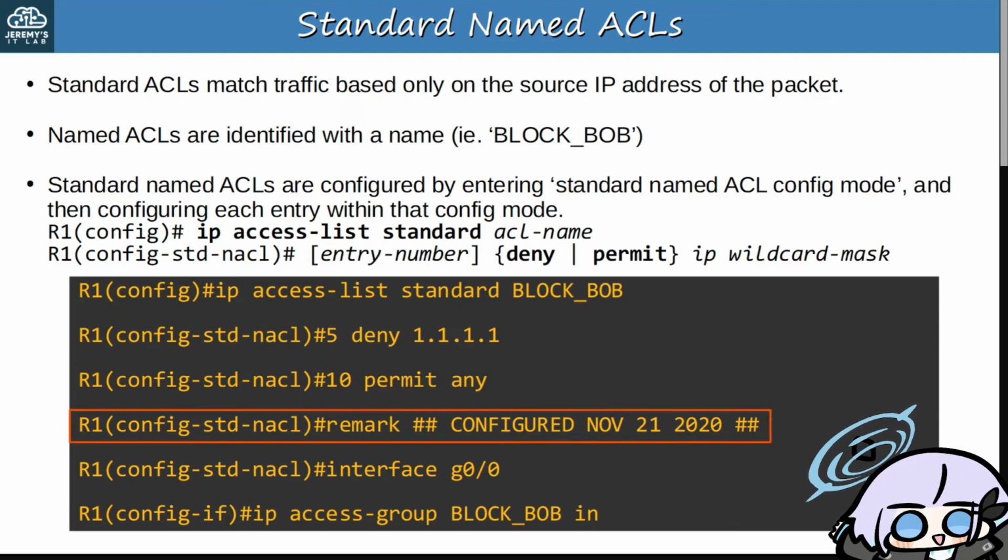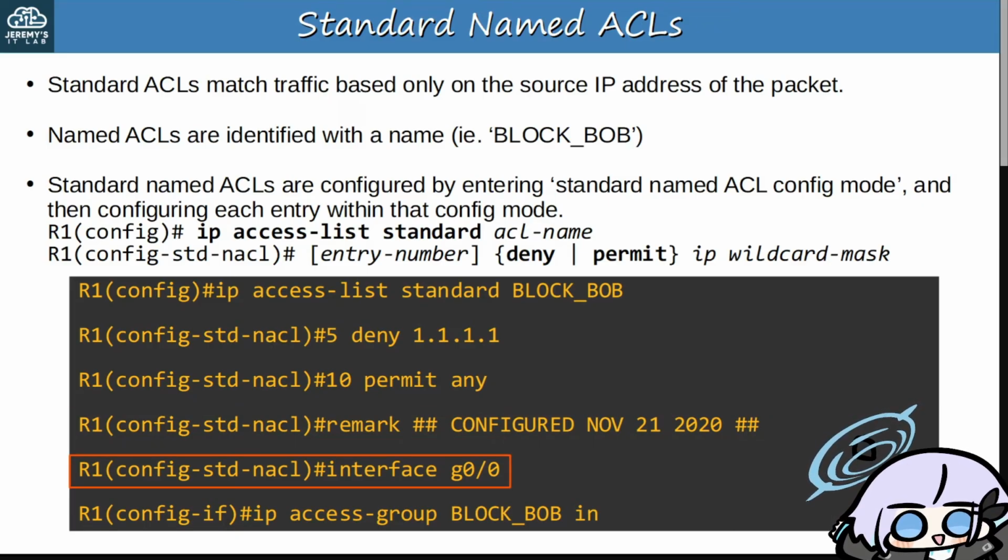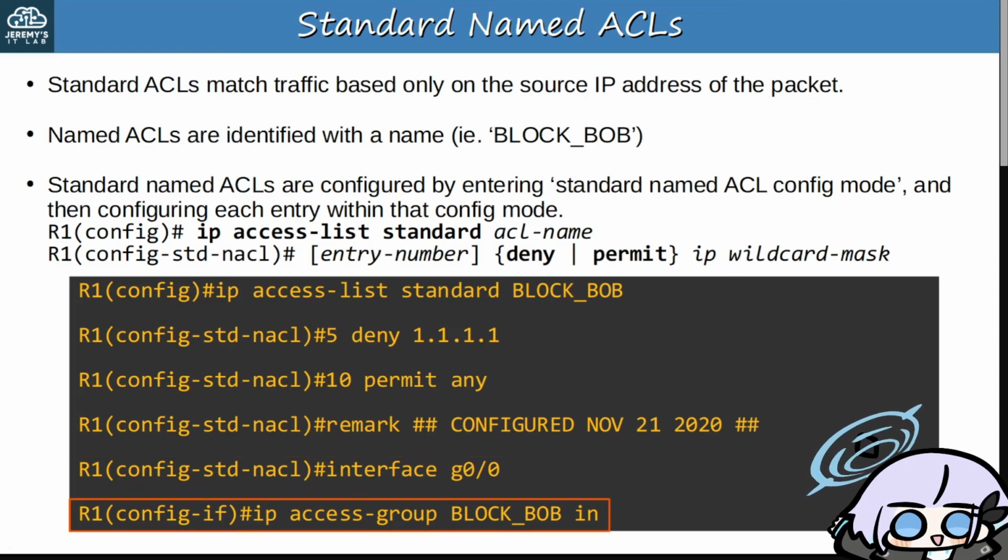I then configured a remark. This isn't necessary, of course, but remarks can be helpful when looking at the configuration later. Then I moved to interface configuration mode and applied the ACL in the same way as before. IP access-group, ACL name, and then in or out.